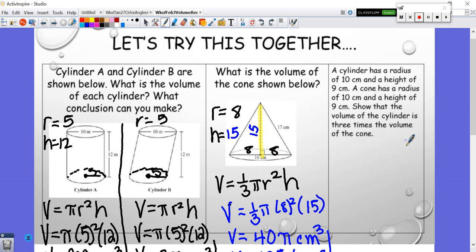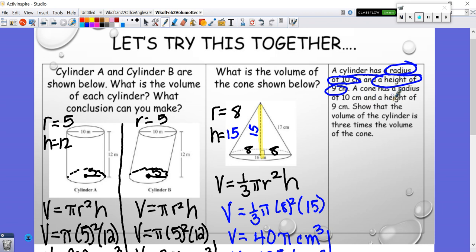It says, and here we go, we're going to read these sentences, we're going to circle what it's about, and we're going to underline what that something is doing. So here we go. It says a cylinder has a radius of 10 centimeters and a height of 9 centimeters. Okay, a cylinder has a radius. So this is about a cylinder, and it has a radius of 10 centimeters. That's important. And then it says it also has a height of 9 centimeters. So that's my first sentence.